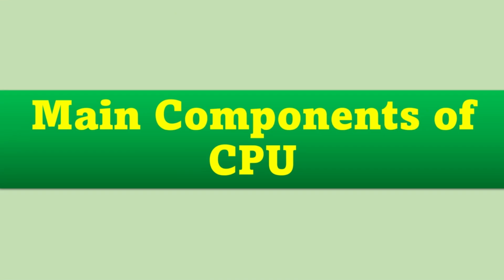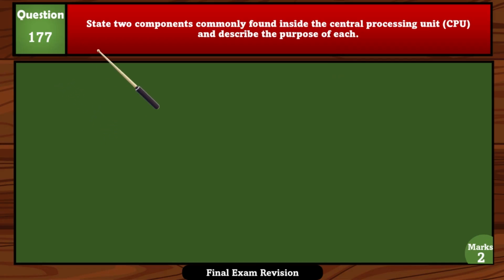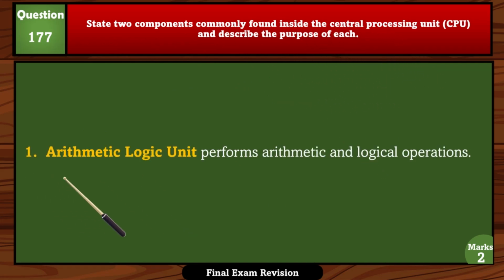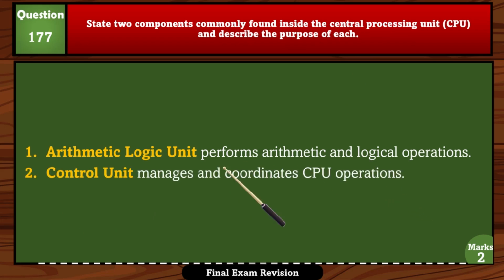Main components of a CPU. Question 177. State two components commonly found inside the CPU and describe the purpose of each. So the first component is called the ALU or arithmetic logic unit. This component performs arithmetic and logical operations. The second component is known as the control unit, and it manages and coordinates CPU operations.